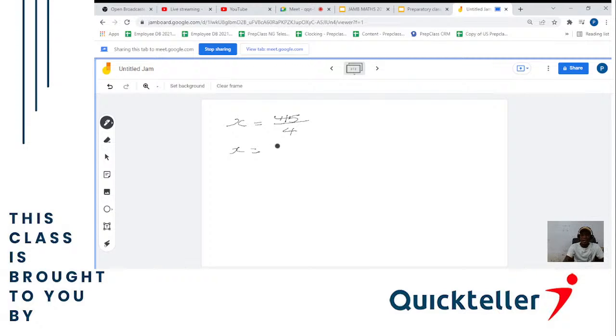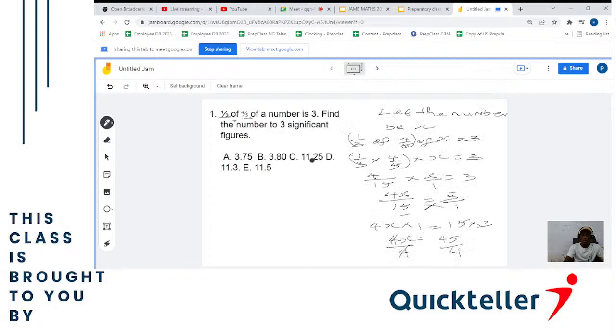that is 11.25. So let's check the options. 11.25 should be the result. Remember, the question says leave your answer to 3 significant figures. So we actually got 11.25. Now we have to convert this to 3 significant figures.